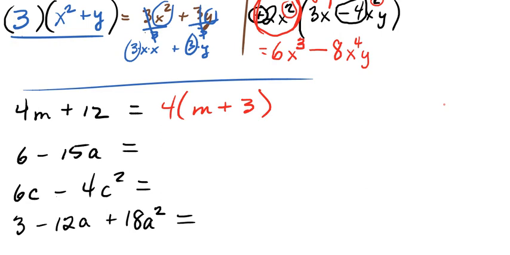There's your first one. 4 is the greatest common factor there. Take a 4 out, you're left with an m in the first term and a 3 in the second term. Does that look right? Okay.